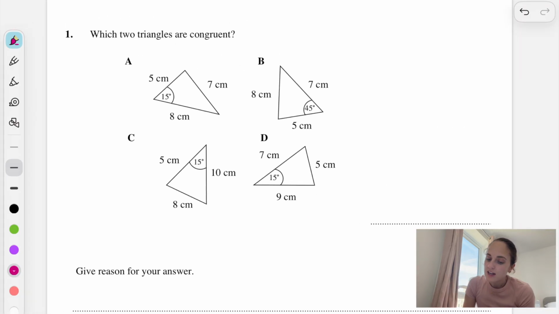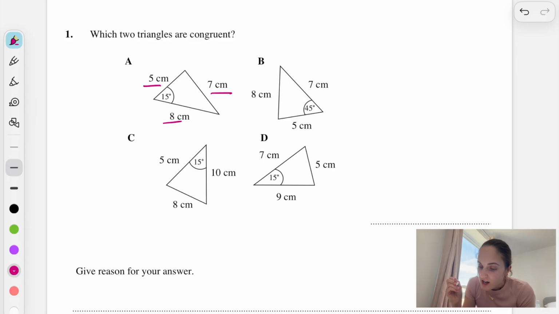This first question says which two triangles are congruent? I know straight away it's not going to be RHS because we don't have any right angles pointed out, so it's not going to be that one. So we either have side, side, side, angle, side, angle, or side, angle, side. What I'm going to look at is the sides, because I can see each of these four triangles have all three sides labelled. So I have this one here which is 5, 7 and 8.